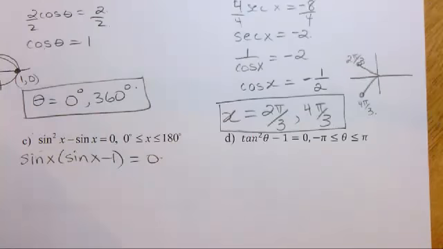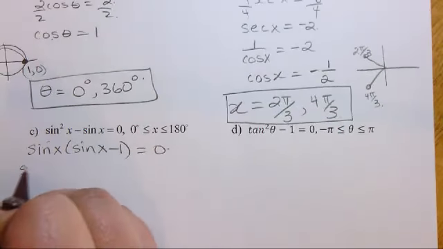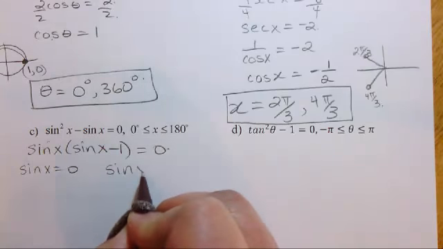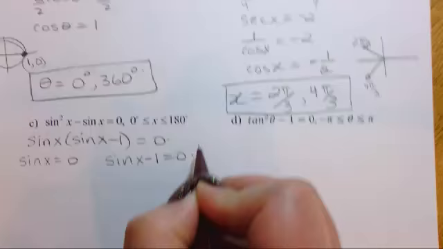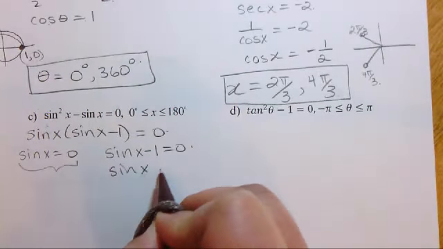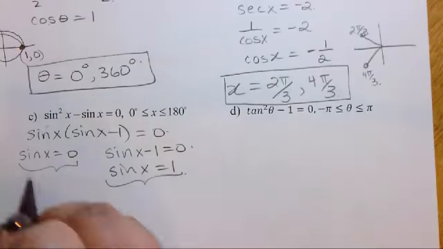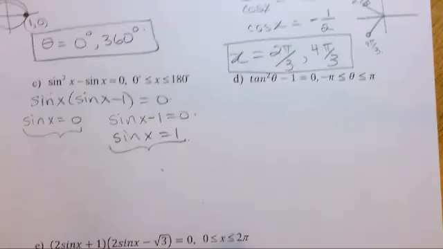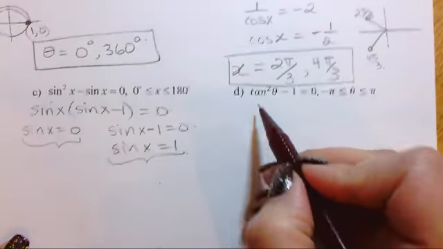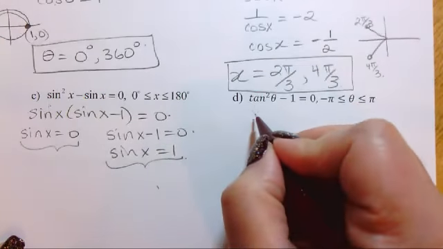So just a reminder for this, when you're factoring out, set each factor equal to 0, and you're going to end up with 2 equations that you're solving. Okay, so you're going to solve this one here, and then you're also going to solve this one, sine x equals 1. So you're going to solve 2 separate ones, and then you're going to have all of your answers together in one spot.